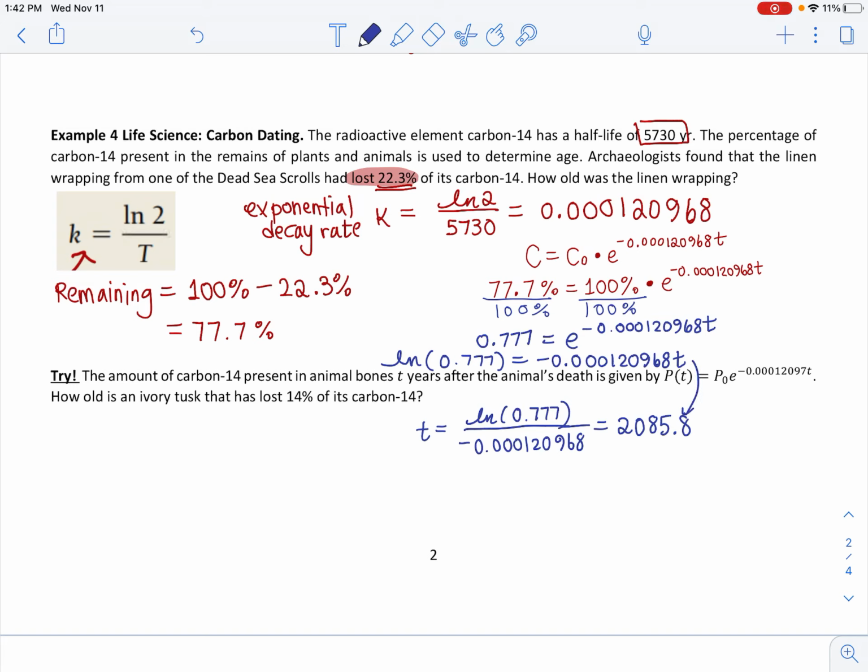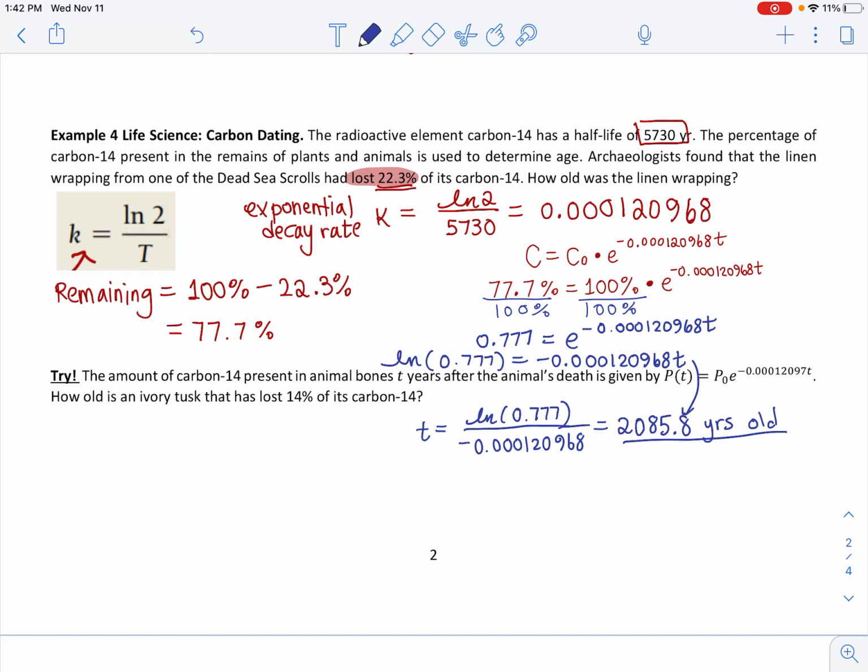Wow, look at this linen wrapping, found at one of the Dead Sea Scrolls. It is 2085.8 years old. So that is how we can find the answers. This was fascinating, guys. I love this stuff. Okay, let's do the last one.